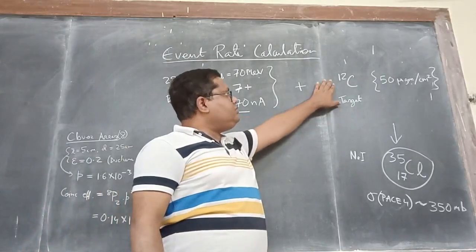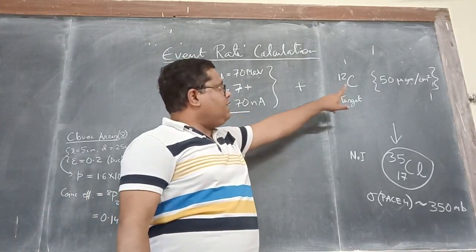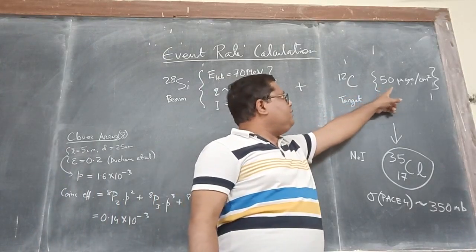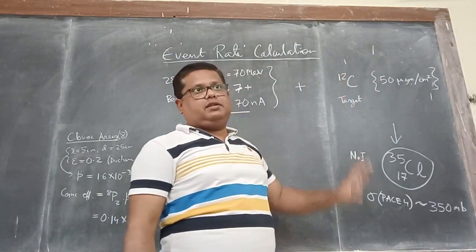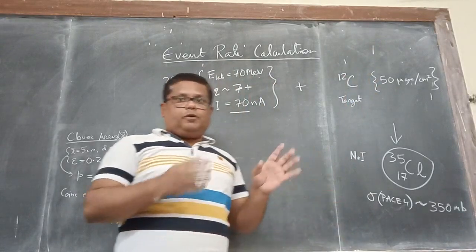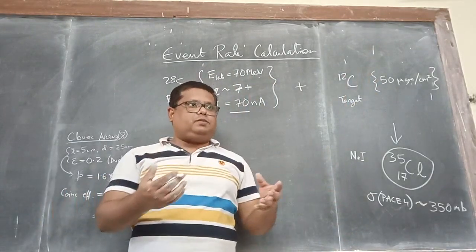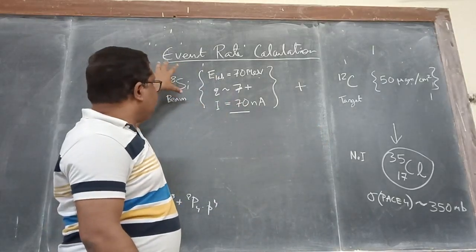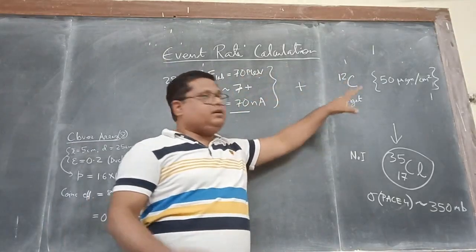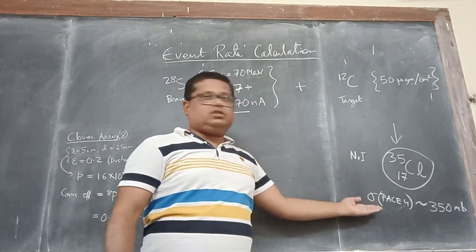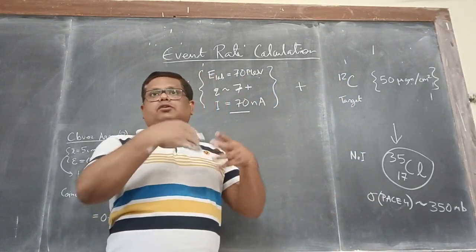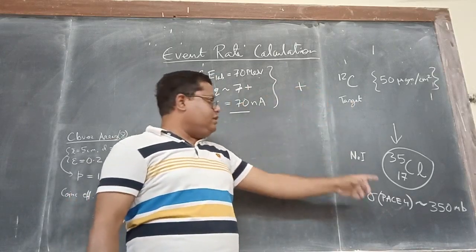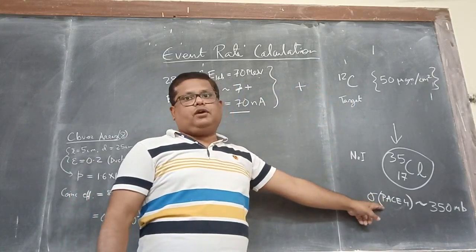And the target is a 12 carbon target. Target specification: this is a thin target, 50 microgram per centimeter square. This is the thickness. Now, before doing the experiment, we can consider just the 28 silicon beam and this much target, and estimate the cross section of the nuclei which will be produced as a result of this compound nuclear reaction.